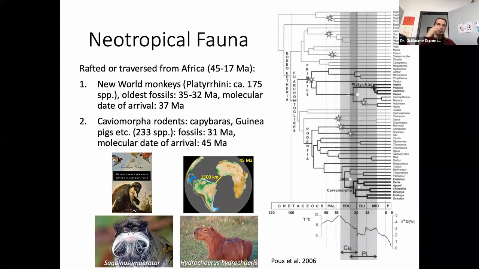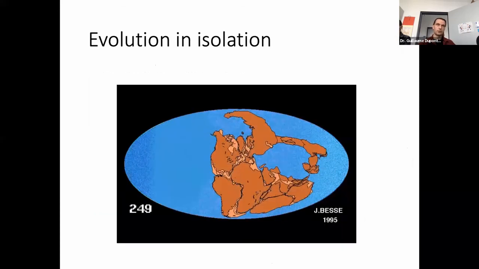But in any case, here the fossils and the molecular dating point to a similar timing of invasion, which requires an over-ocean dispersal. And with the arrival, we have a rapid diversification of these groups. In fact, these cavimorph rodents probably induced a lot of extinctions with the local opossums, because they had similar niches.